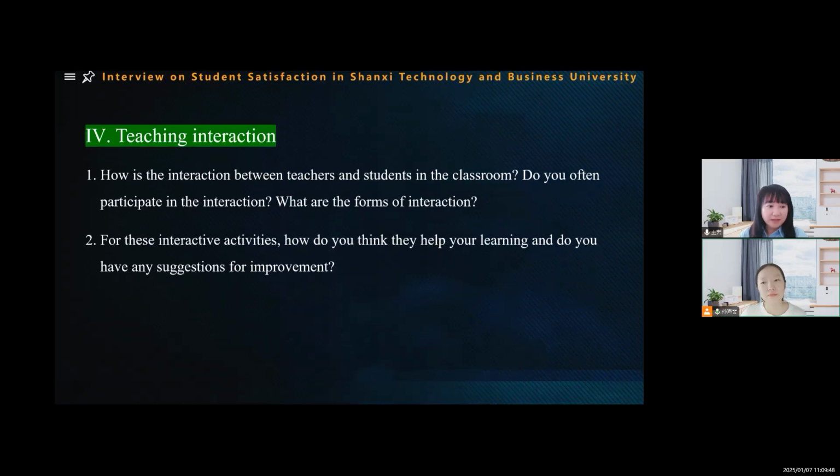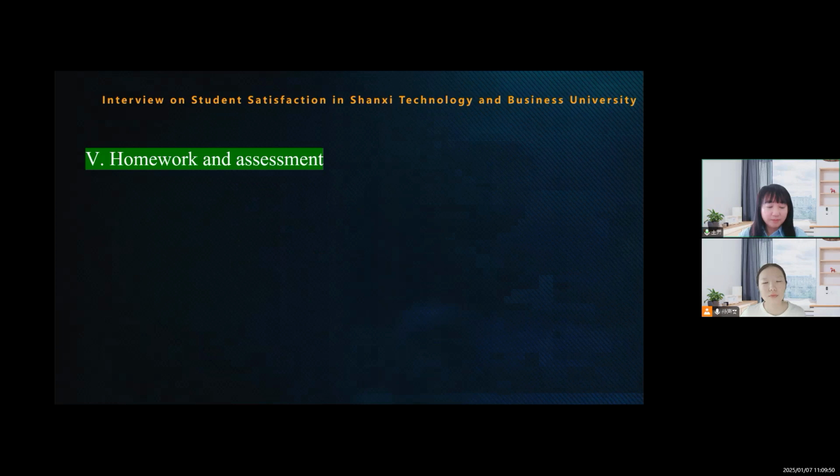Okay, and finally, a word about homework and assessment. The first question is, what are the types of assignments set by the teacher? The types of homework assigned by the teacher are rich and varied. In addition to written homework and case analysis reports, there are also group business project learning and market research.